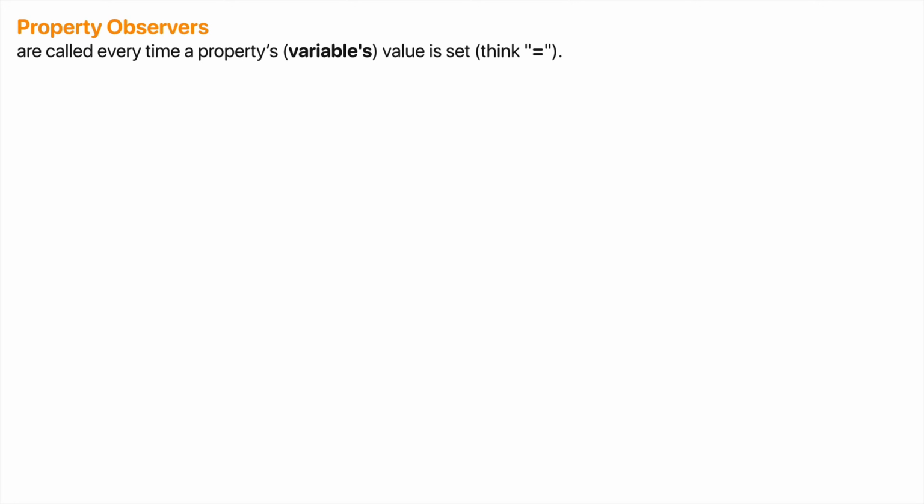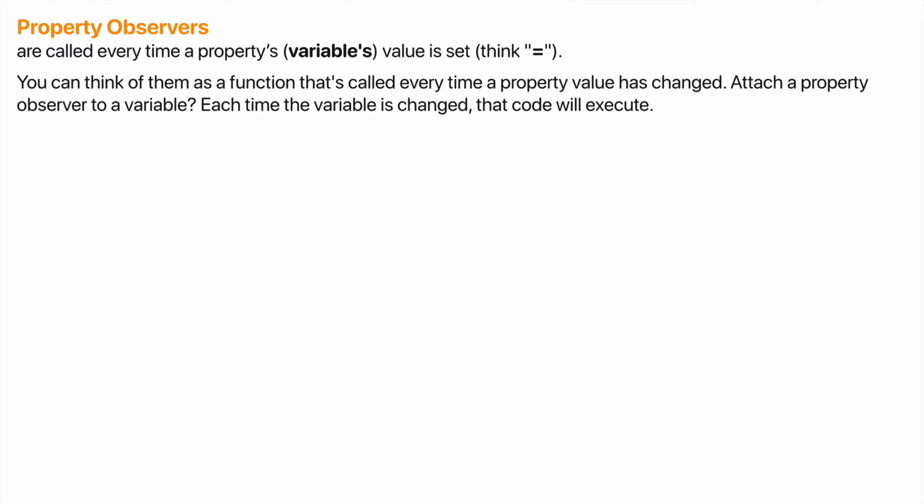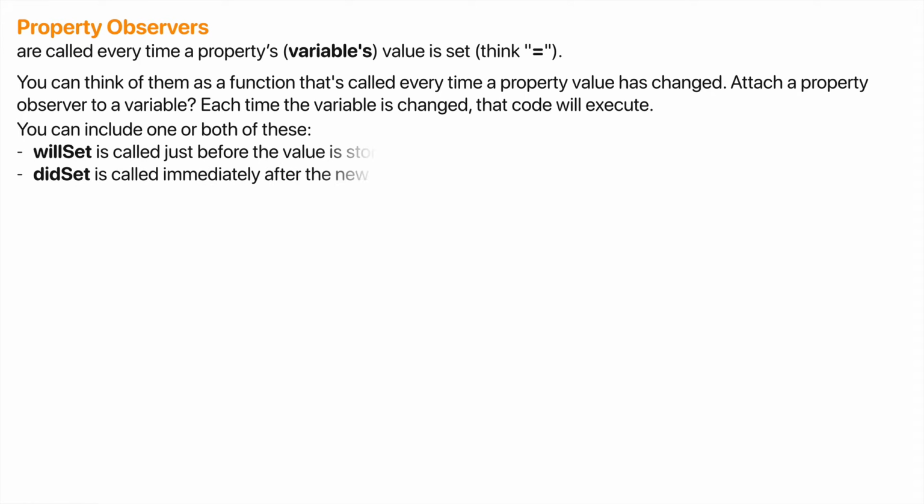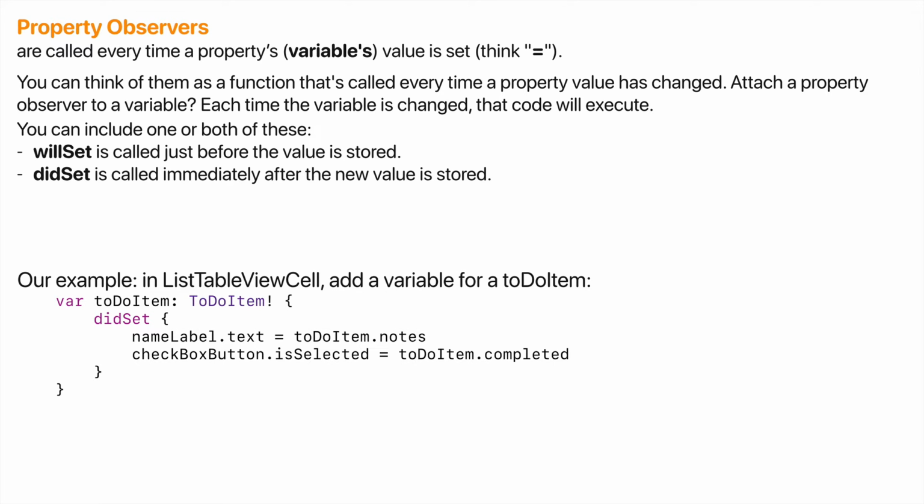Now we're gonna make our code a little bit more efficient by using something called property observers. So property observers are called every time that a variable's value changes. You can think of these almost like functions that are attached to a particular variable. And every time that value changes, the lines of code inside the property observer will execute. Now property observers are in curly braces right after the variable has been declared, and it will include one or both of these subsections also set off by curly braces. Will set that's called just before the value is changed, and did set that's called immediately after a value has been changed.